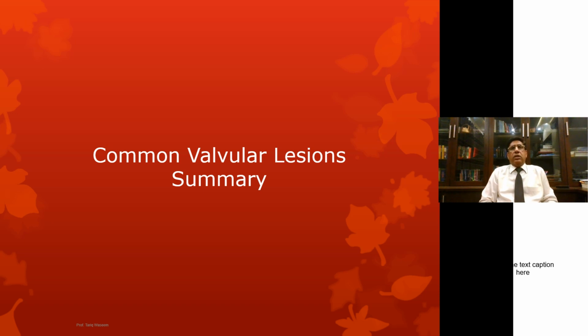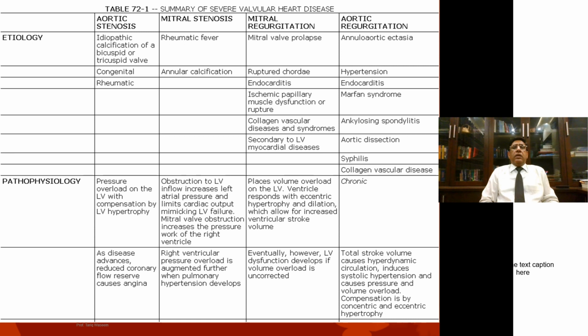Since the two more common lesions are involvement of the mitral valve, either stenotic or regurgitant, or involvement of the aortic valve, either regurgitant or stenotic, we'll have a comparison of each one of them. We'll compare their symptoms, etiology, and ECG findings, so that it is easier to remember what to expect in each one of them. So this is a table showing a summary of severe valvular heart diseases. As I said, the more common lesions are aortic stenosis, mitral stenosis, mitral regurgitation, and aortic regurgitation.